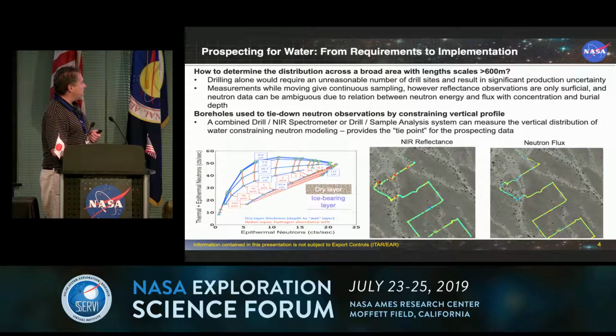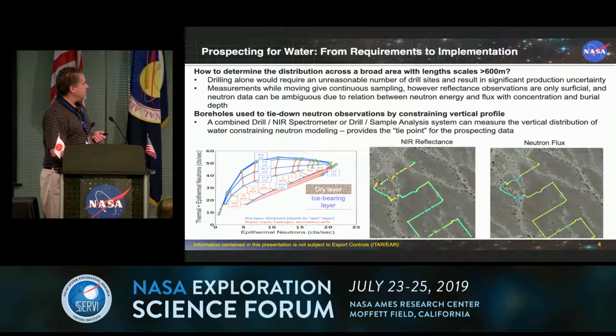So every once in a while, you do need to drill and basically tie down where you are in this spider chart, but you don't need to do it all the time. You can just do it in several distinct places. And you can do that with a borehole and combine near-IR or some other sample analysis that tells you at what point, at what depth, the water ice is that the neutron is sensing. These are examples from the Mojave field test we did with near-infrared reflectance while driving and neutron flux while driving, and I'll show this a little bit more later.